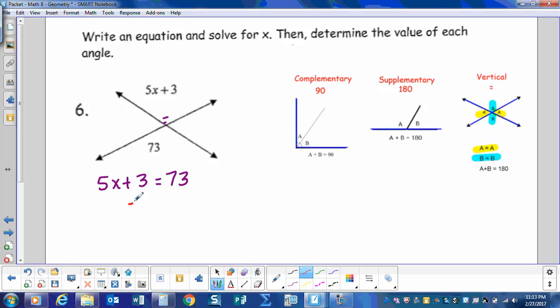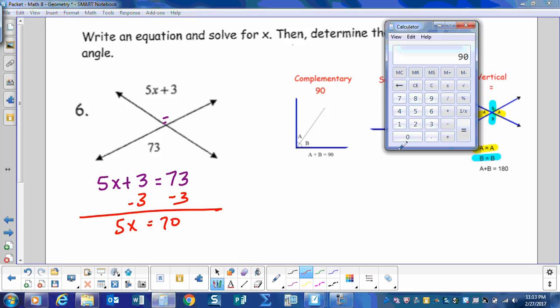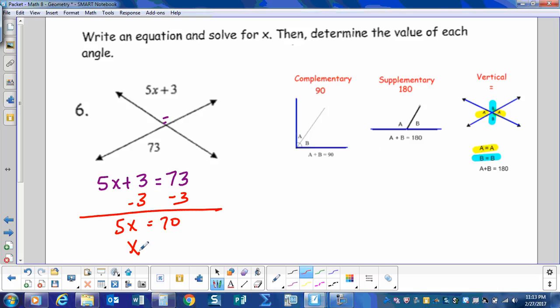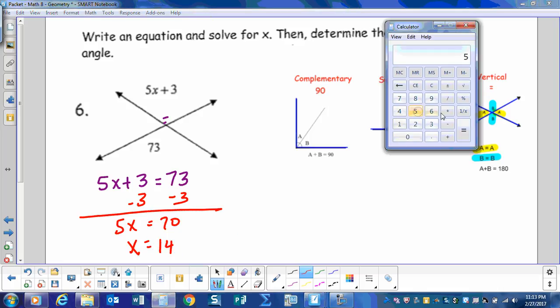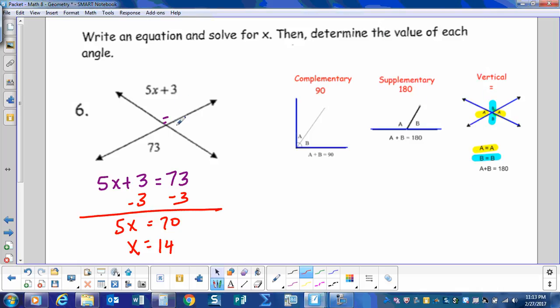So we're going to minus 3 on both sides. 5x equals 70. 70 divided by 5 is 14. So x equals 14. So let's substitute that back in. 5 times 14 is 70, plus 3 is 73. So the measure of this angle is 73 and that angle is 73. And we know that's true because they're vertical, they're equal to each other.